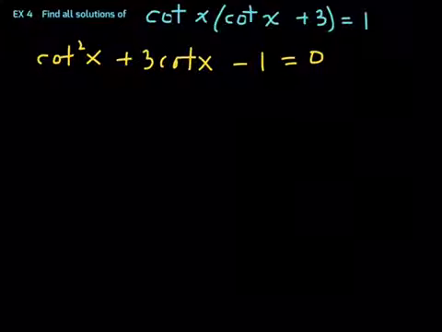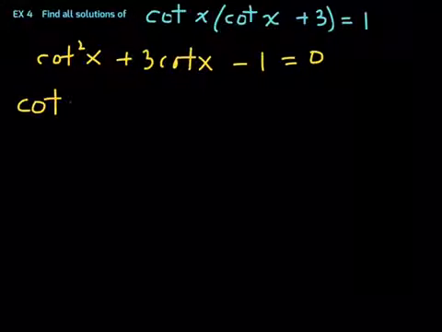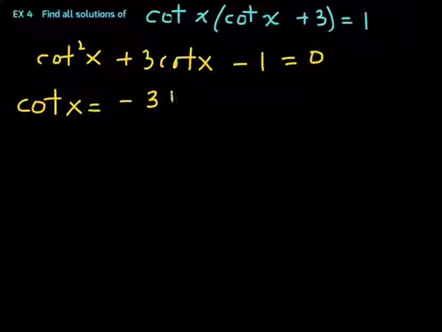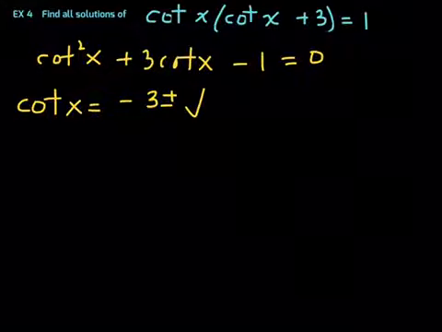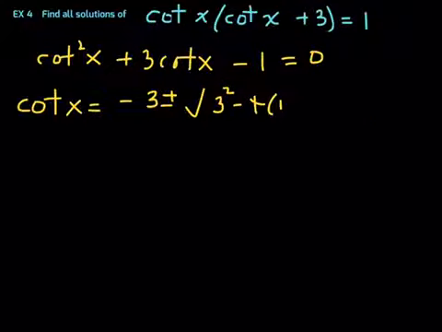But be careful. If you use the quadratic formula, it wouldn't begin as x is equal to negative b plus or minus blah, blah, blah. You'd be solving for cotangent of x is equal to negative b plus or minus blah, blah, blah. So cotangent of x, this is me utilizing the quadratic formula. Negative, and then your b value is 3, right? That's the coefficient of the middle term. Plus or minus the square root of b squared, which is 3 squared, minus 4 times a, which is your leading coefficient.